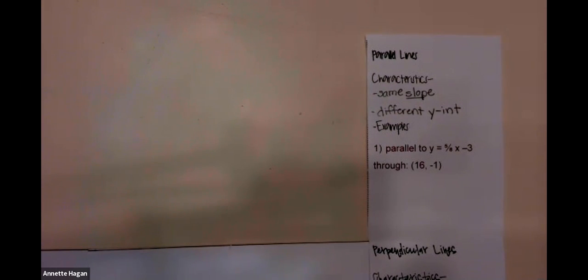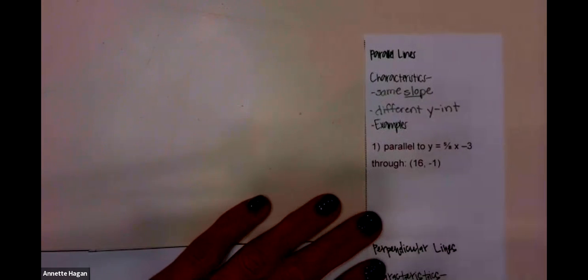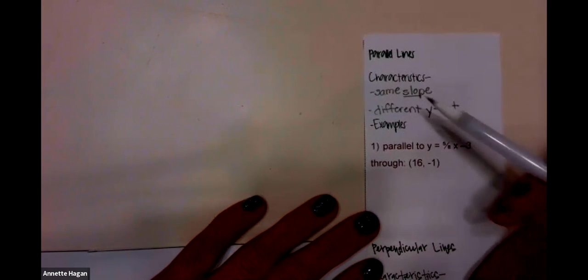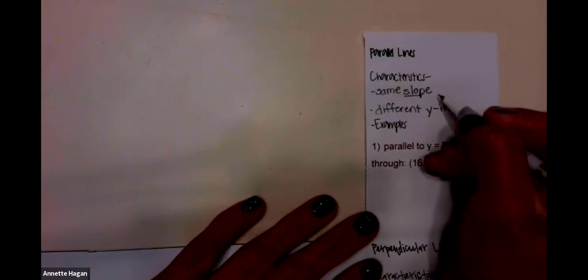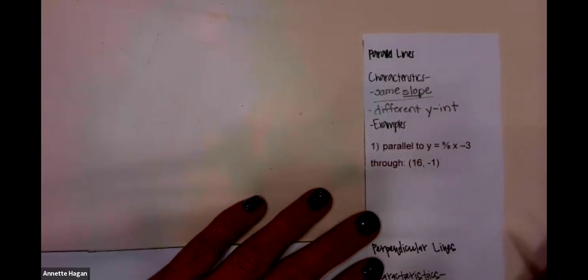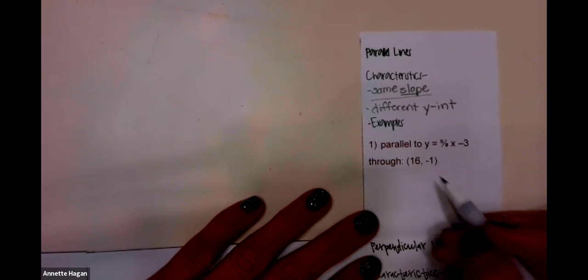So parallel lines have the same slope and different y-intercepts, okay? And nine times out of 10, we're going to ask you to write an equation in slope-intercept form for a parallel line. We're going to practice this in class too, but this is important to remember. The key right here is that they have the same slope. That's the big thing to remember.